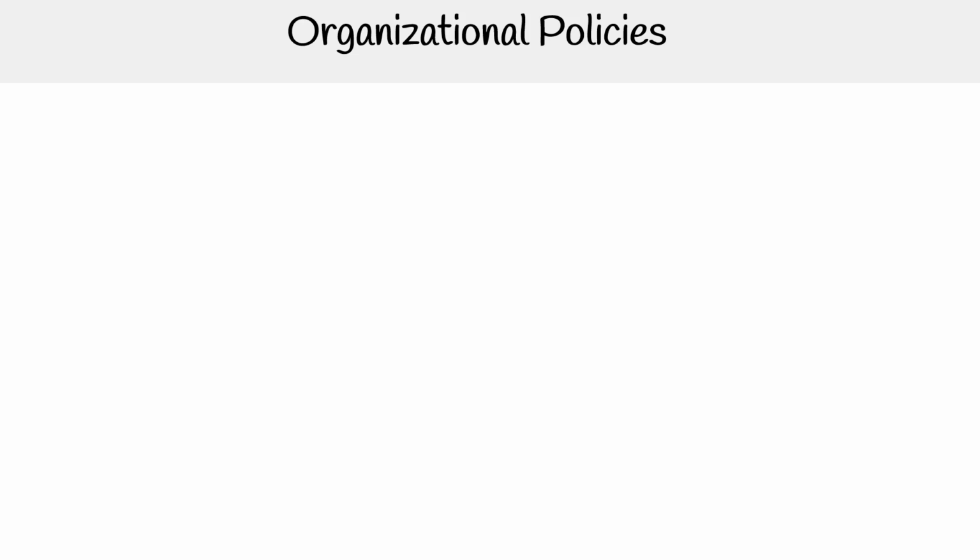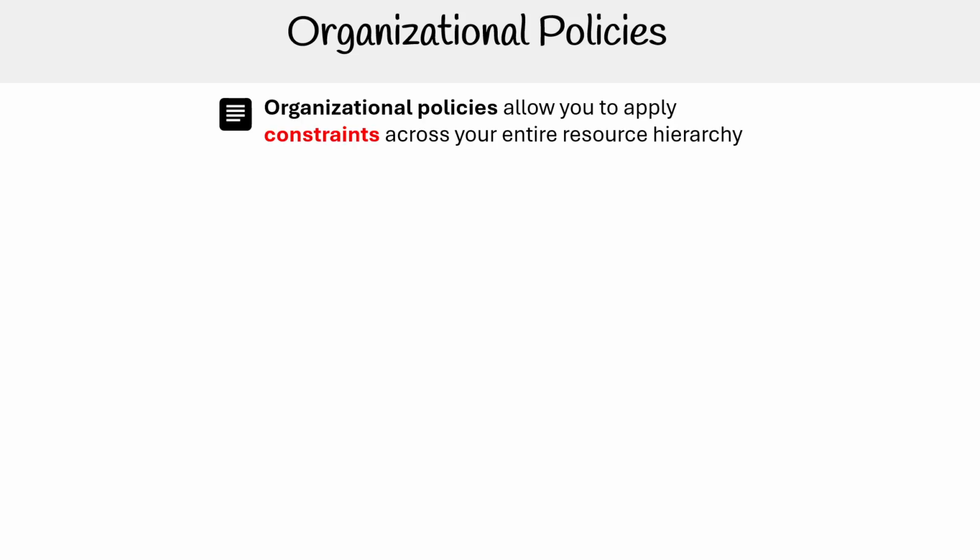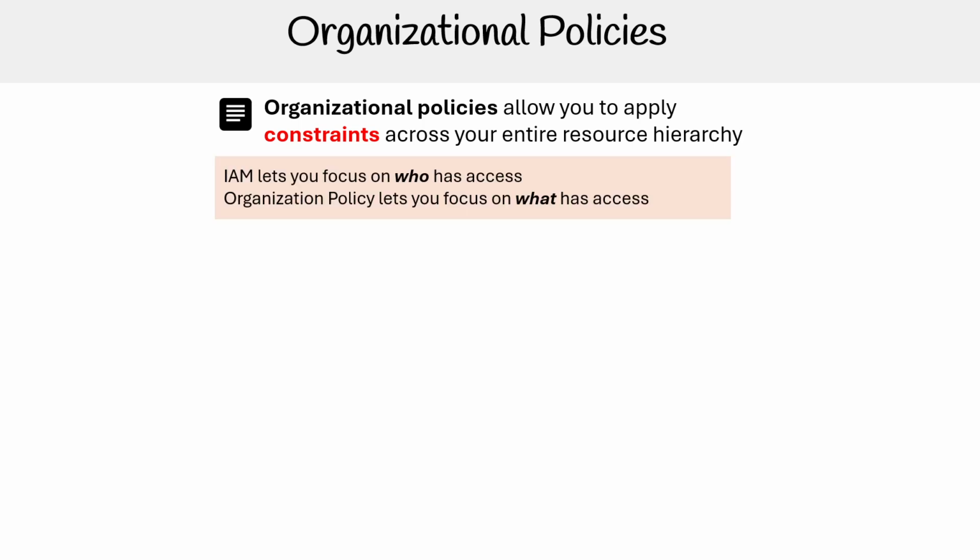We're taking a look here at organizational policies, and they allow you to apply constraints across your entire resource hierarchy. If you know org policies from AWS, it's very, very similar. I can't remember what Azure has. But one thing I want to make clear is that when you are distinguishing these from your IAM roles, IAM lets you focus on who has access. Org policies lets you focus on what has access.